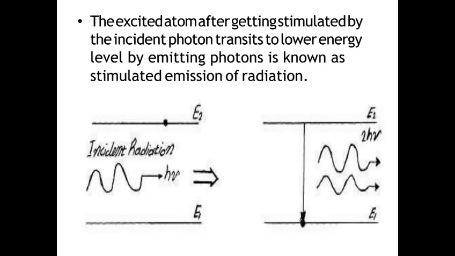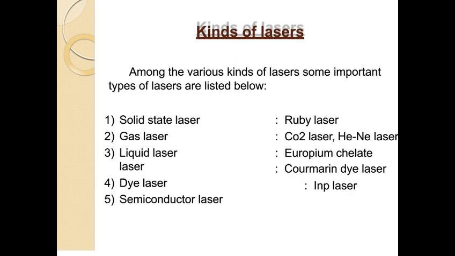The second probability of de-excitation of the atom consists of stimulated emission, wherein a photon is incident on the atom in the excited energy level so that the atom de-excites, and in the process it gives out two photons having the same frequency, same phase, same direction of propagation and same plane of polarization as that of the incident photon.